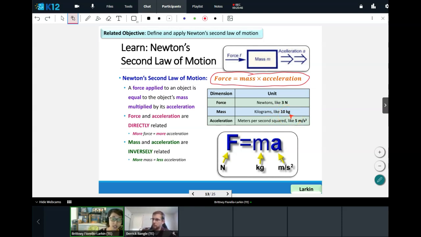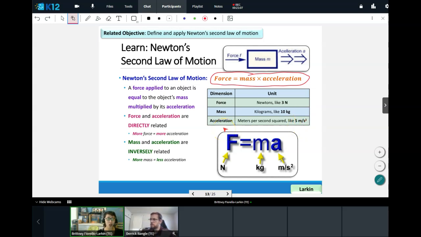And acceleration, we learned a couple lessons ago, is meters per second squared. Again, that squared is just on the unit. You don't actually need to square any numbers. It's just a part of the unit. So 5 meters per second squared, for example, is an acceleration. Again, that squared has nothing to do with the math. It's just a part of the unit.